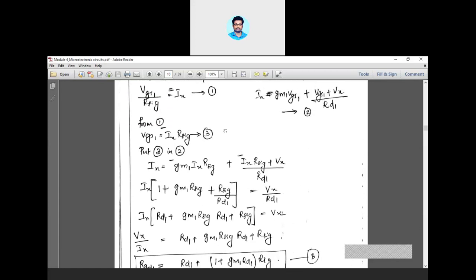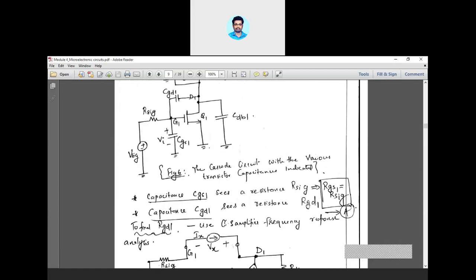So just now we have analyzed two cases. Case A was with respect to which capacitance? With respect to which capacitance? CGS1. CGS1 was opened, and across it I observed the resistance as RGS1, which is equal to Rc.